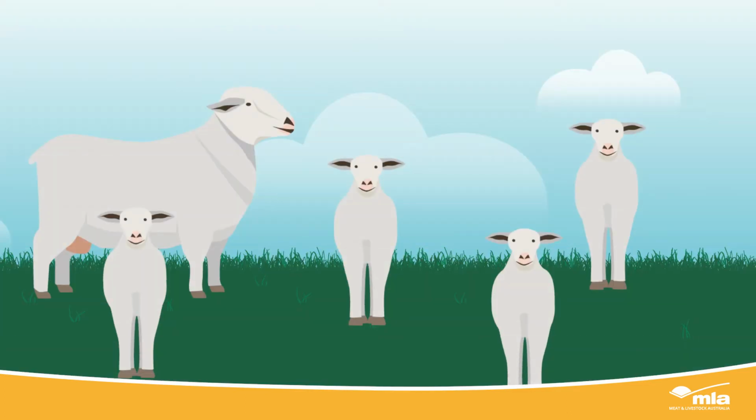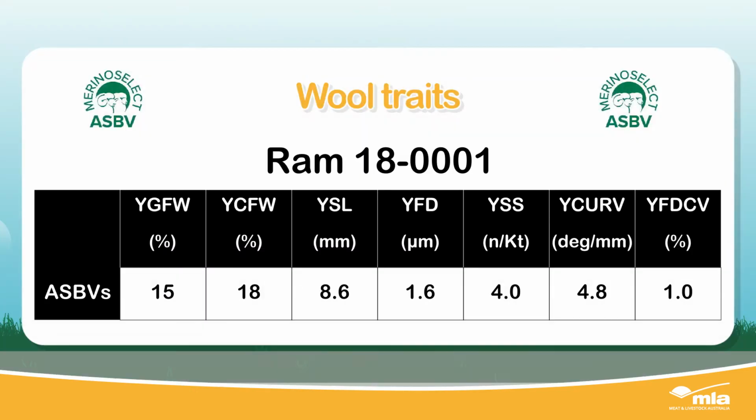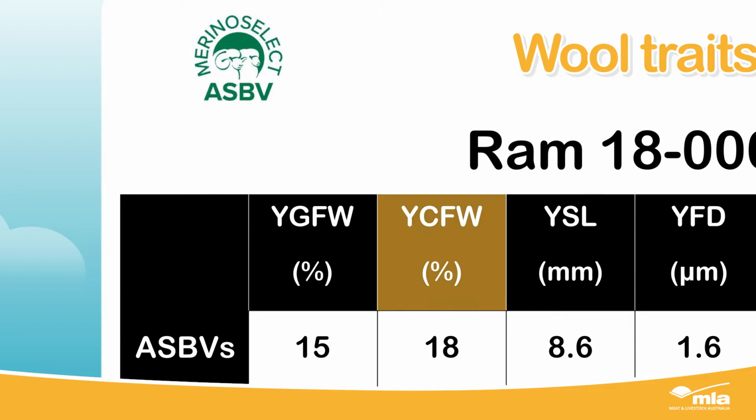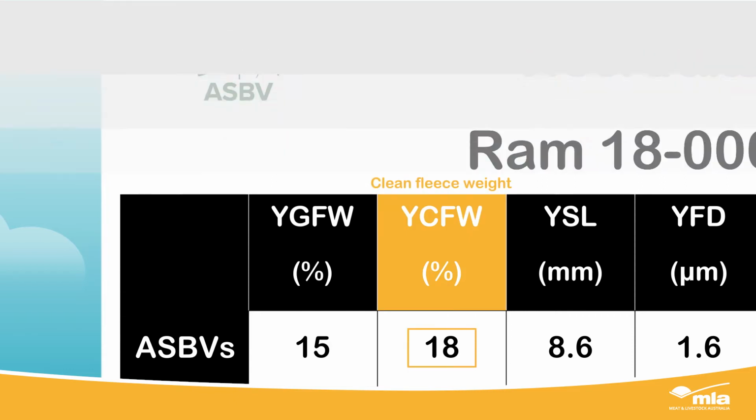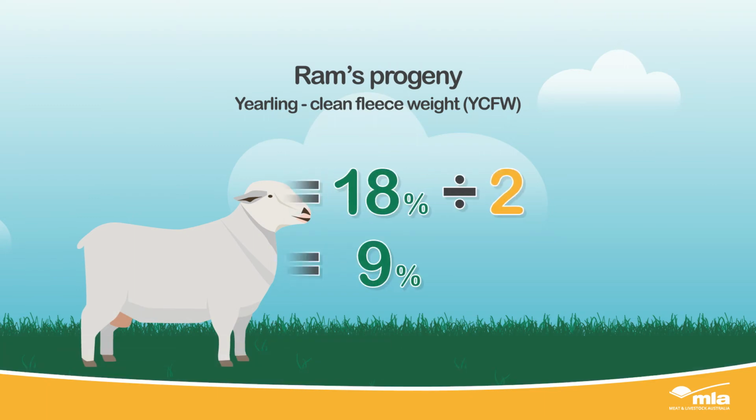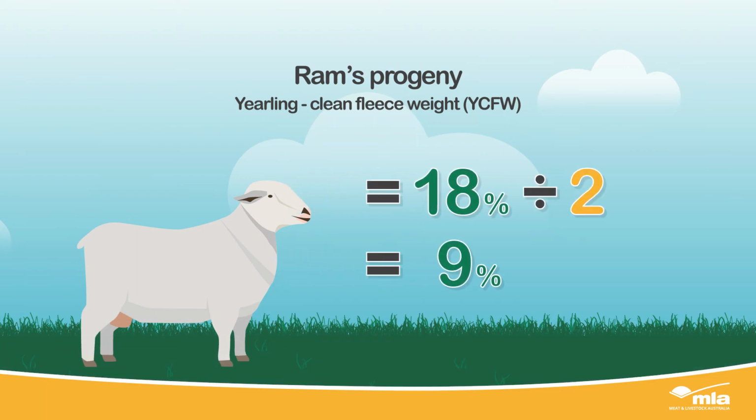A ram with a more positive value will produce progeny that cut more wool compared to a ram with an ASBV of 0. The ASBV for this ram's yearling clean fleece weight is 18%. Since only half his genetics will be passed on to progeny, it's estimated his progeny will produce 9% more clean fleece weight.